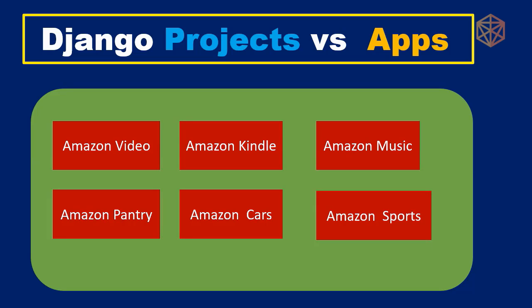Amazon Sports will be an app, just to give you a few examples. So you can have multiple apps inside a Django project, as you've seen in this illustration. And also an app can be used in multiple projects. So if you have one app you've used in a particular project, nothing stops you using that same app in multiple projects. So the individual components of the app are independent. So an app is independent, that allows you to reuse it in other projects.